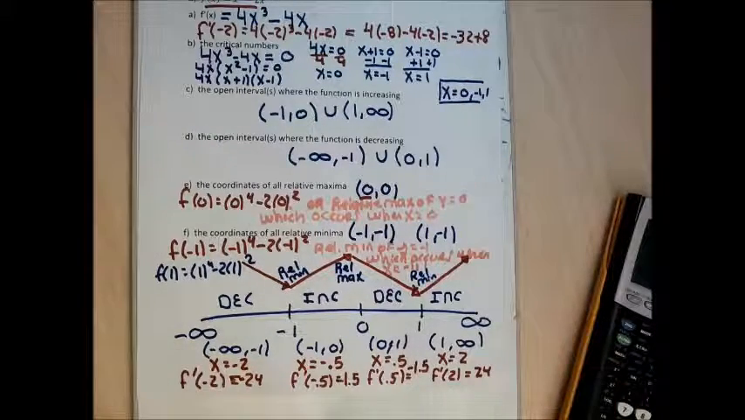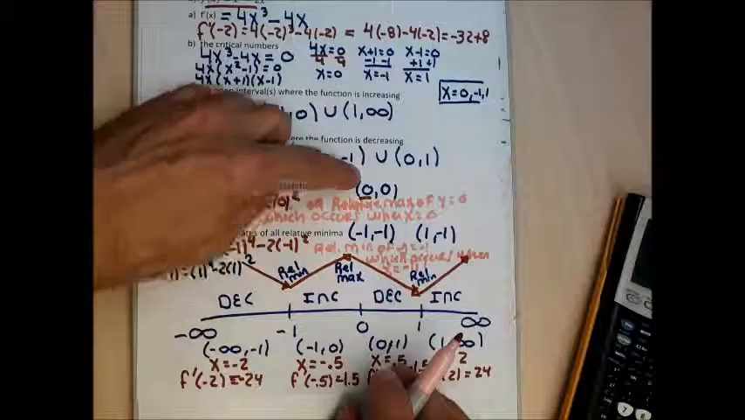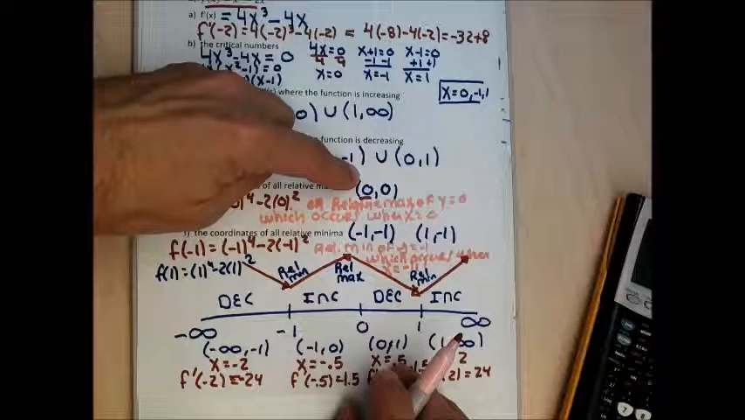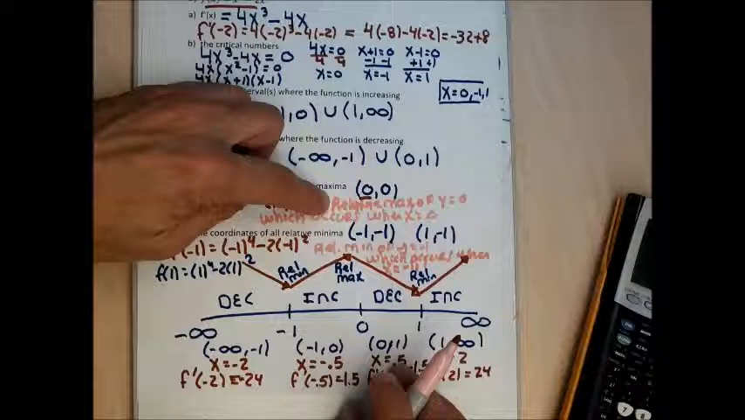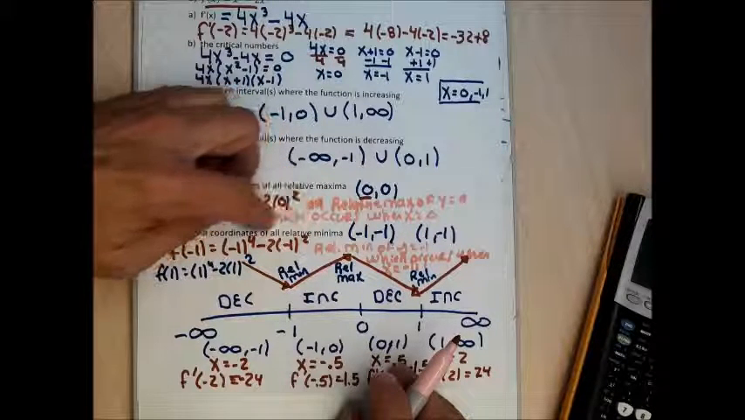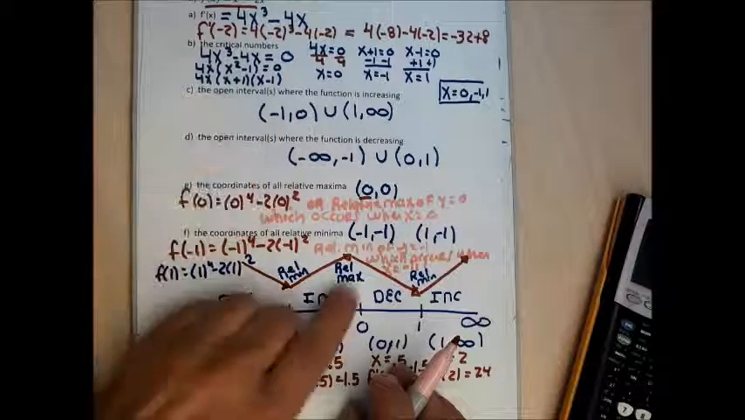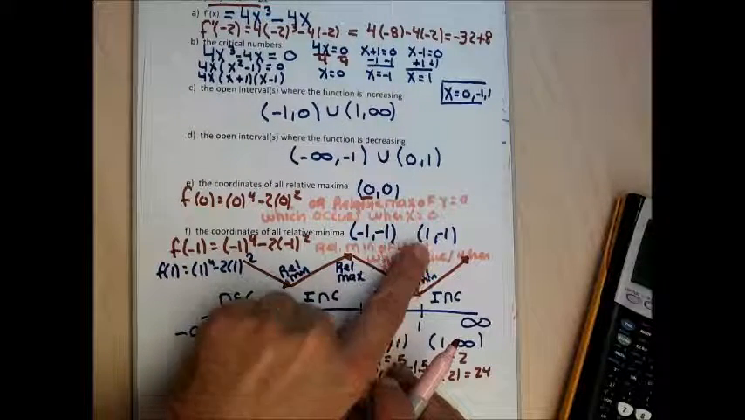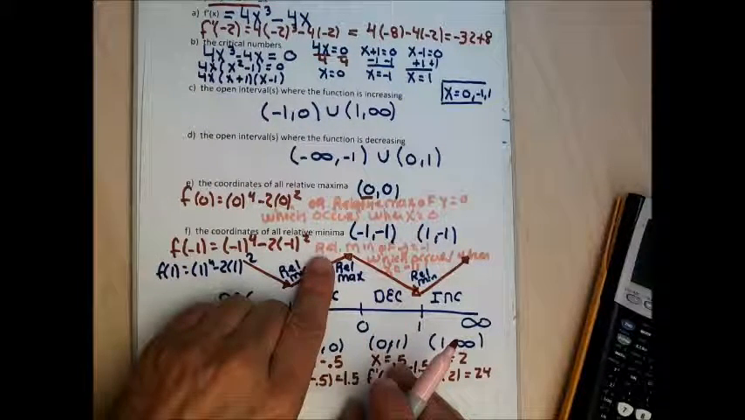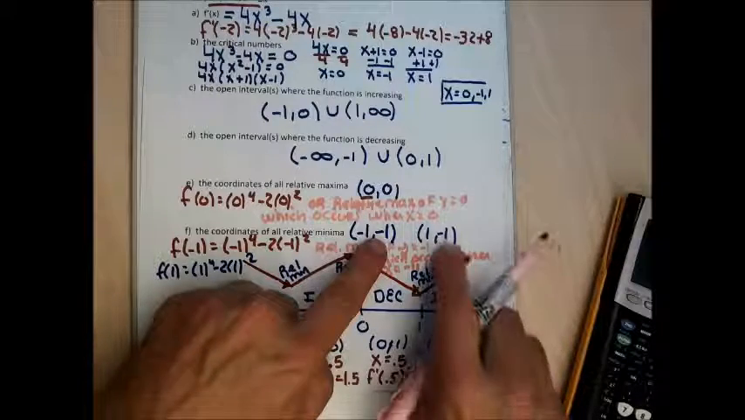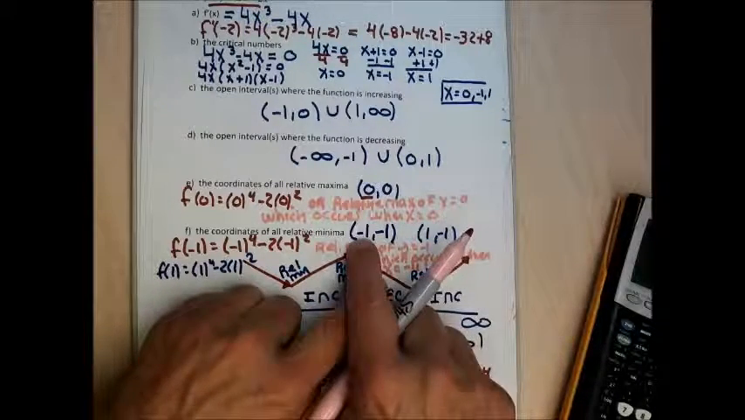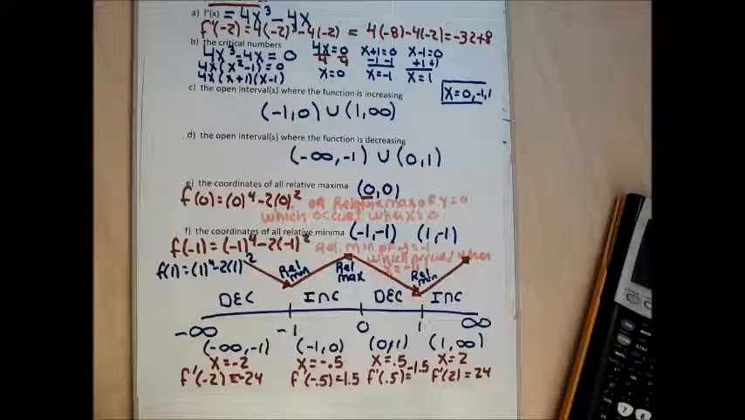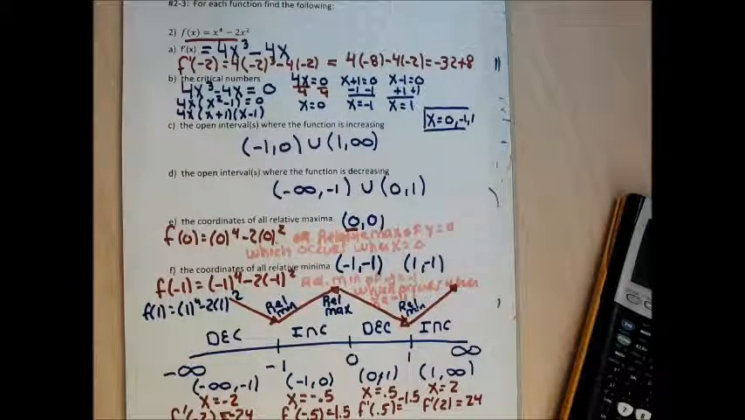I don't know how readable these are, so 0, 0 would be a fine answer for the relative maximum, but you could say, and it might be better to say, there's a relative maximum of y equal to 0, which occurs when x equal to 0. And you can write those 2 points for the relative minimum, or if you want to be better, you can say there's a relative minimum of y equal to negative 1, which occurs when x equals negative 1 and positive 1. So that's kind of everything for number 2.